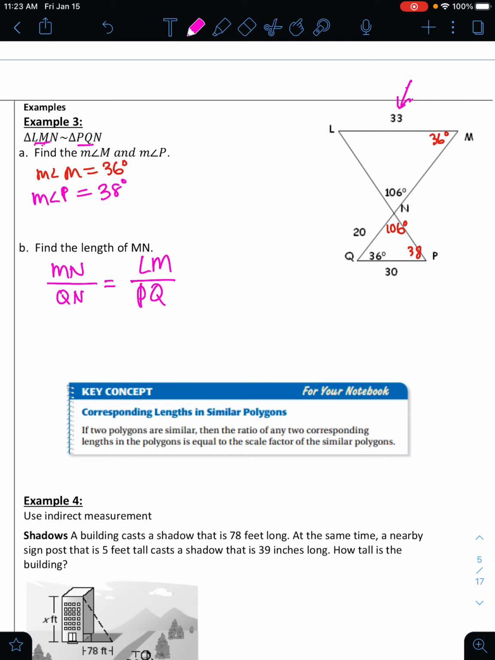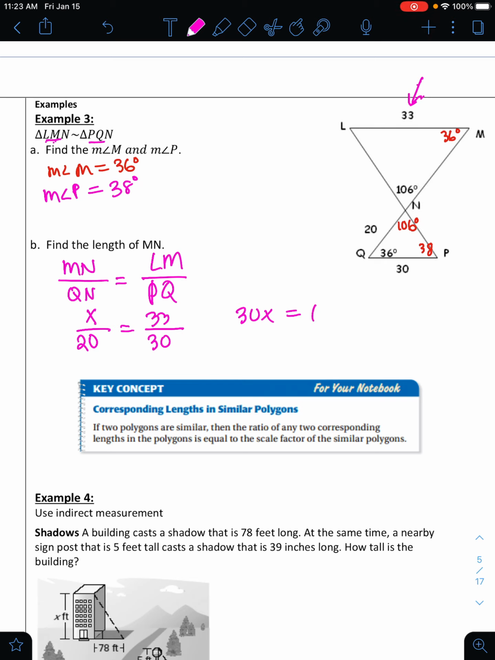So MN, I do not know. I'll call that X. QN is 20. LM is 33. QP is 30. Now, we can cross multiply. All right, so I'm going to have 30x equals, and so I need to do 20 times 33, which is 660. Oops. And then divide both sides by 30, and I get 11. So that is the length of MN. MN equals 11.